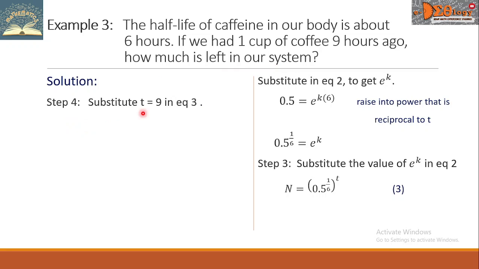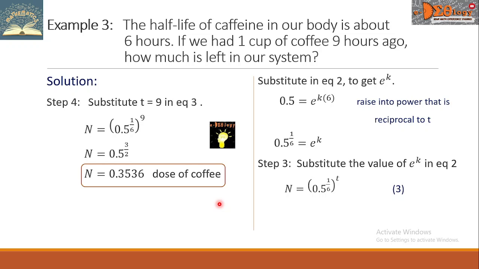For step 4, we substitute t equals 9 in equation 3. So equation 3 becomes like this. The variable t is now changed into 9. We can simplify this 9 times 1 over 6, and when we simplify, it becomes 3 over 2. We can use our calculator to solve for 0.5 raised to 3 over 2. So the value will be 0.3536. This is the dose of coffee. This is the final answer.